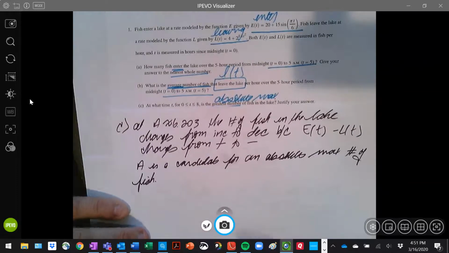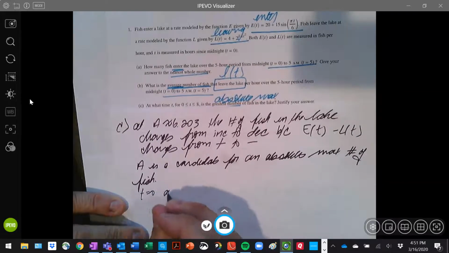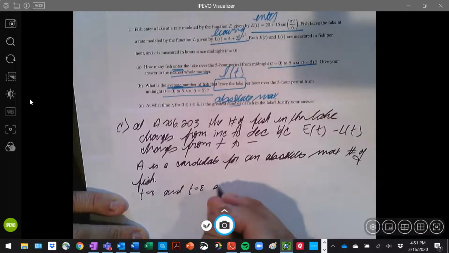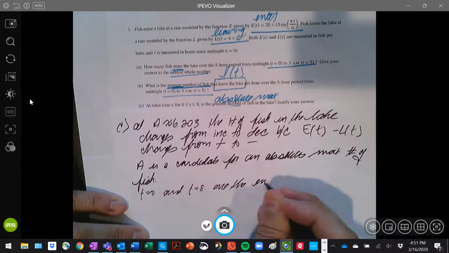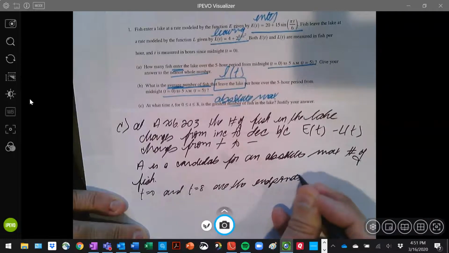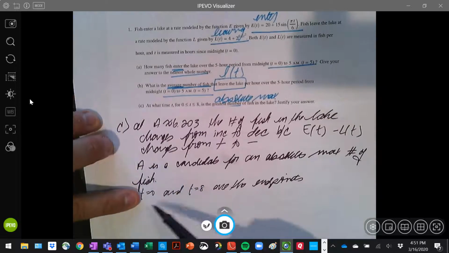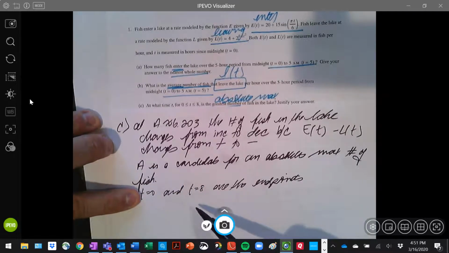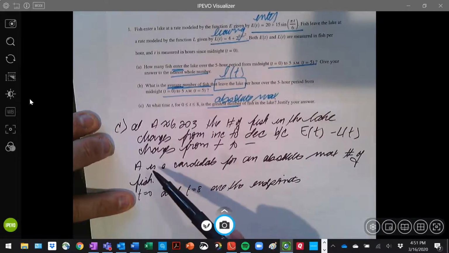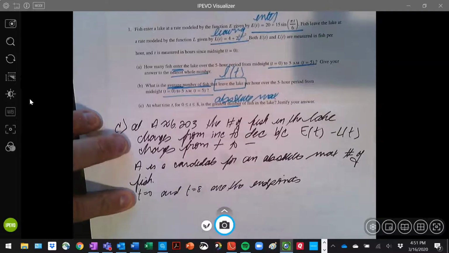Well, that's the candidate. I also have to consider t equals 0 and t equals 8 are the endpoints. So what we're going to do is we're going to look at time t equals a, t equals 0, t equals 8. Now I'd like to say let's look at the number of fish that are in the lake at each of these 3 times, but the problem is they didn't actually give me a starting value on the number of fish in the lake. So instead we're going to have to look at the change in the number of fish in the lake. That's a really subtle point.